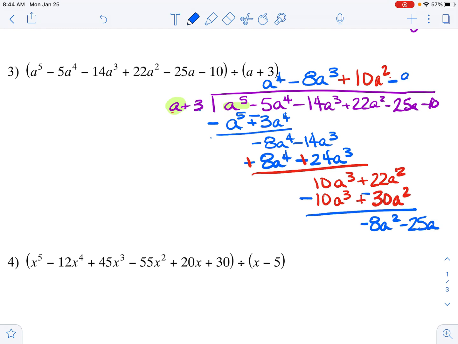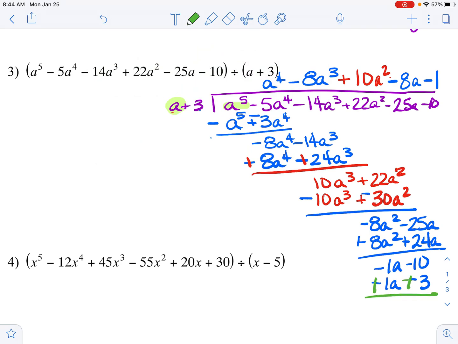Now we're multiplying times a negative 8a. 8 times 3 again is a negative 24a, negative 8a squared, opposite, opposite, and add. That gives us a negative 1a minus 10. That means I'm going to need to multiply it times negative 1. Negative 1 times positive 3 is a negative 3. That's a negative 1a. Again, remember, it is opposite, opposite, and add. That gives us a negative 7.